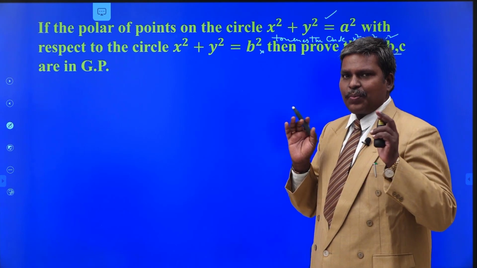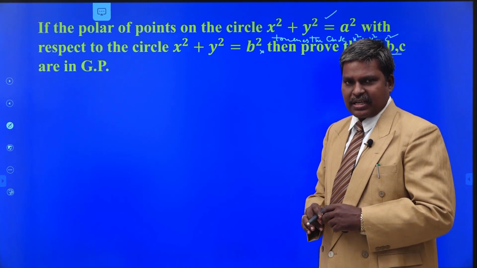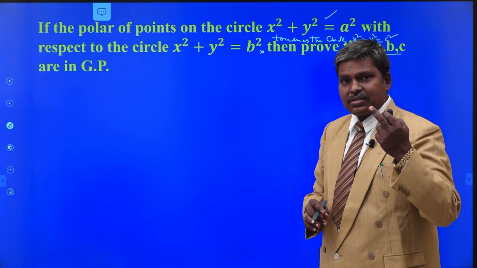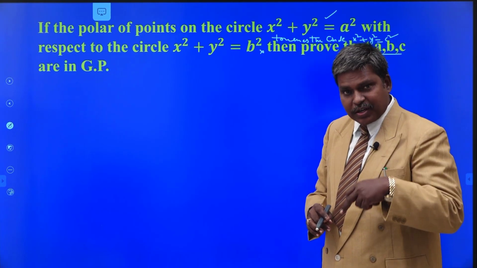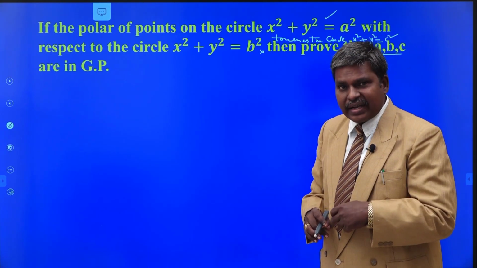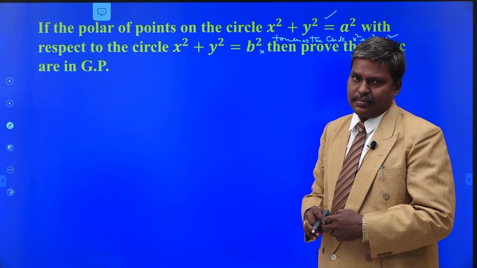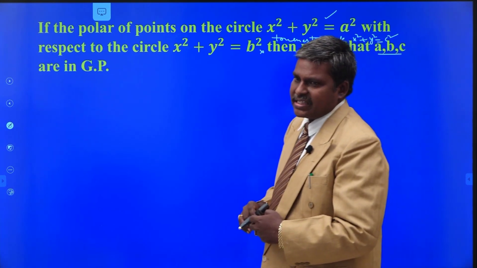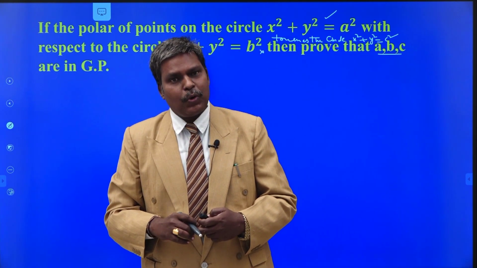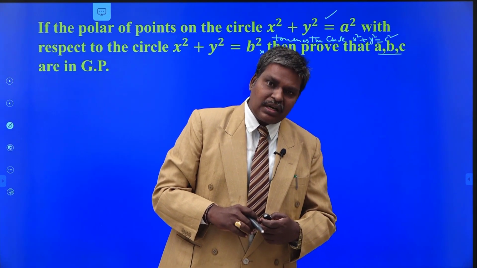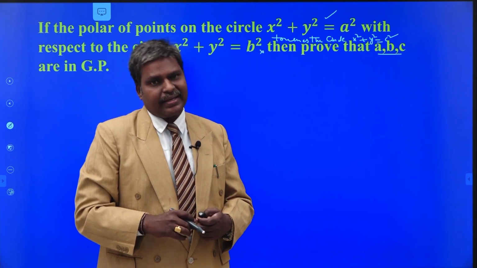So consider the points on the circumference of the first circle. Draw the polars of those points with respect to the second circle. Those are tangents to what? The third circle. So with respect to the second circle, the lines are polars. With respect to the third circle, the same lines are tangents.